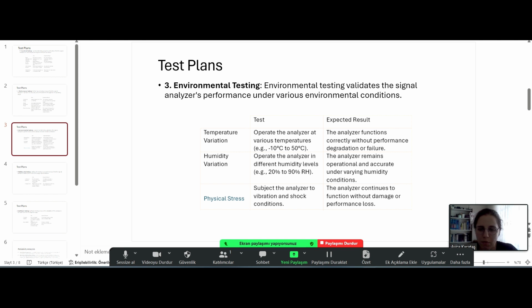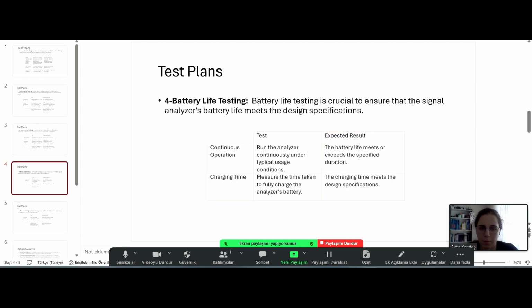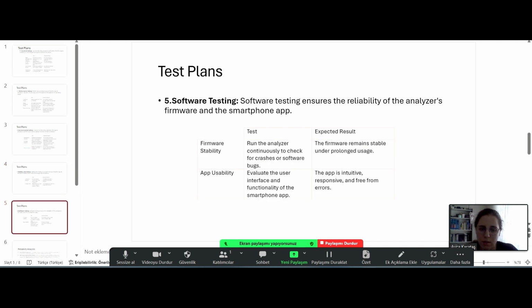Environmental tests verify the performance of the signal analyzer under various environmental conditions such as humidity and temperature. Battery life testing is critical to ensure that the signal analyzer's battery life meets its design specifications. Software testing ensures the reliability of the analyzer software and smartphone applications.